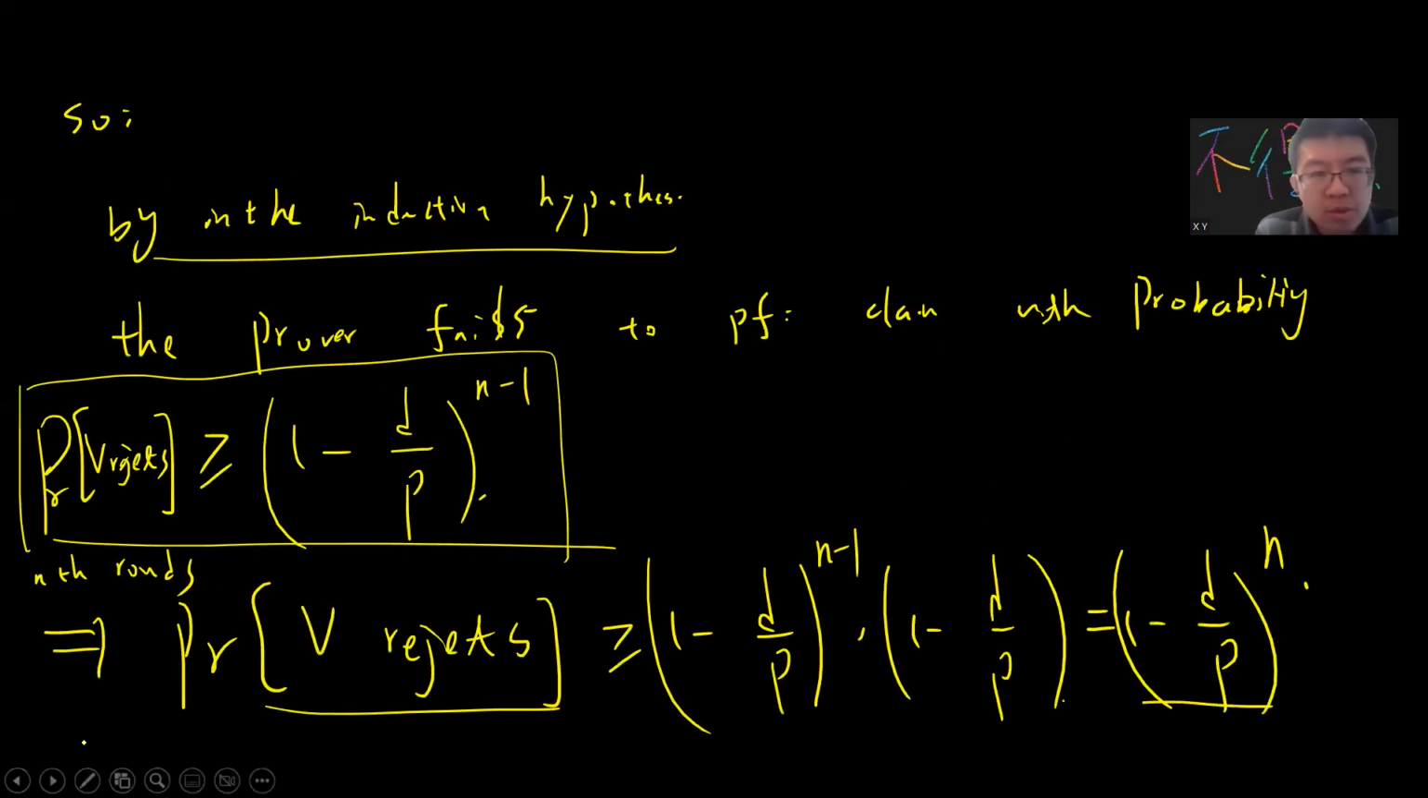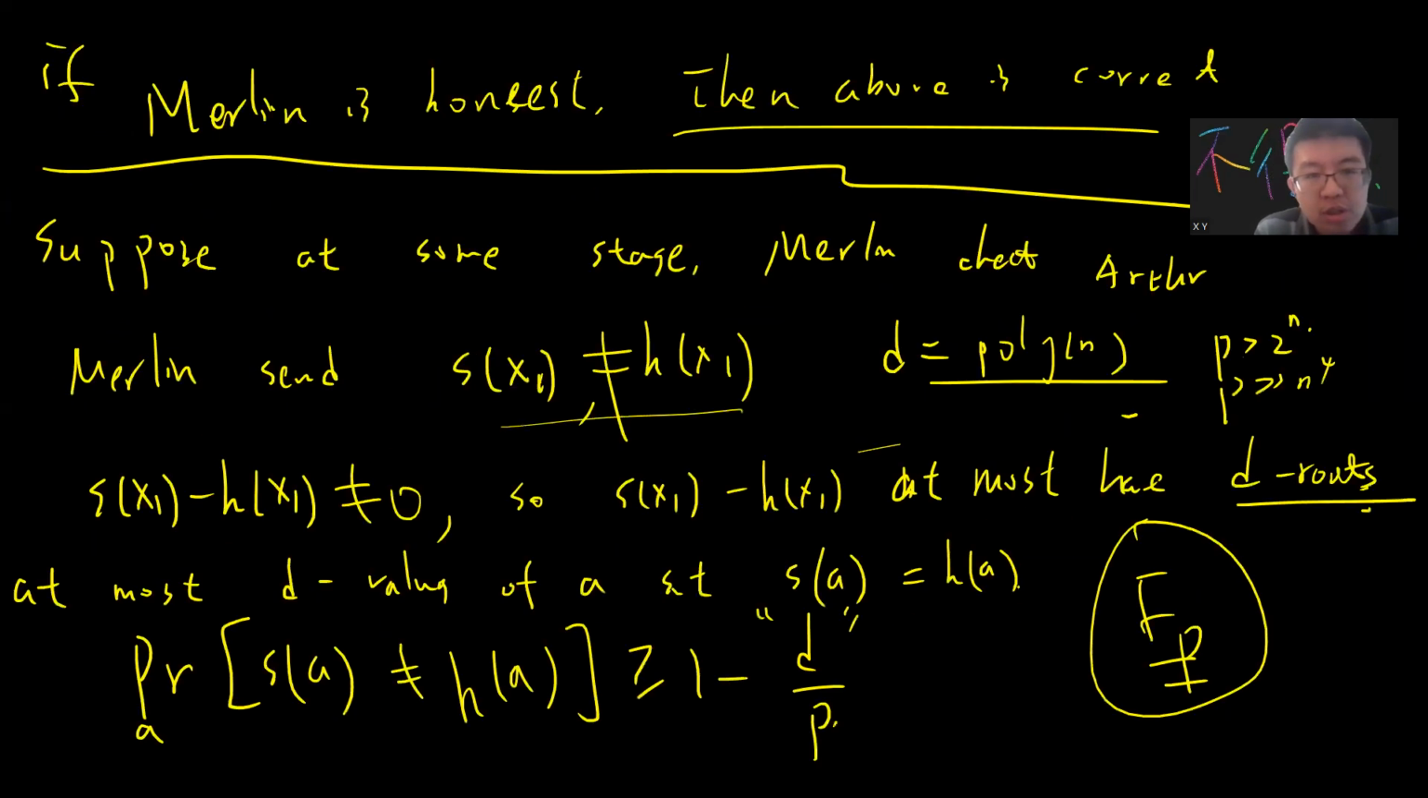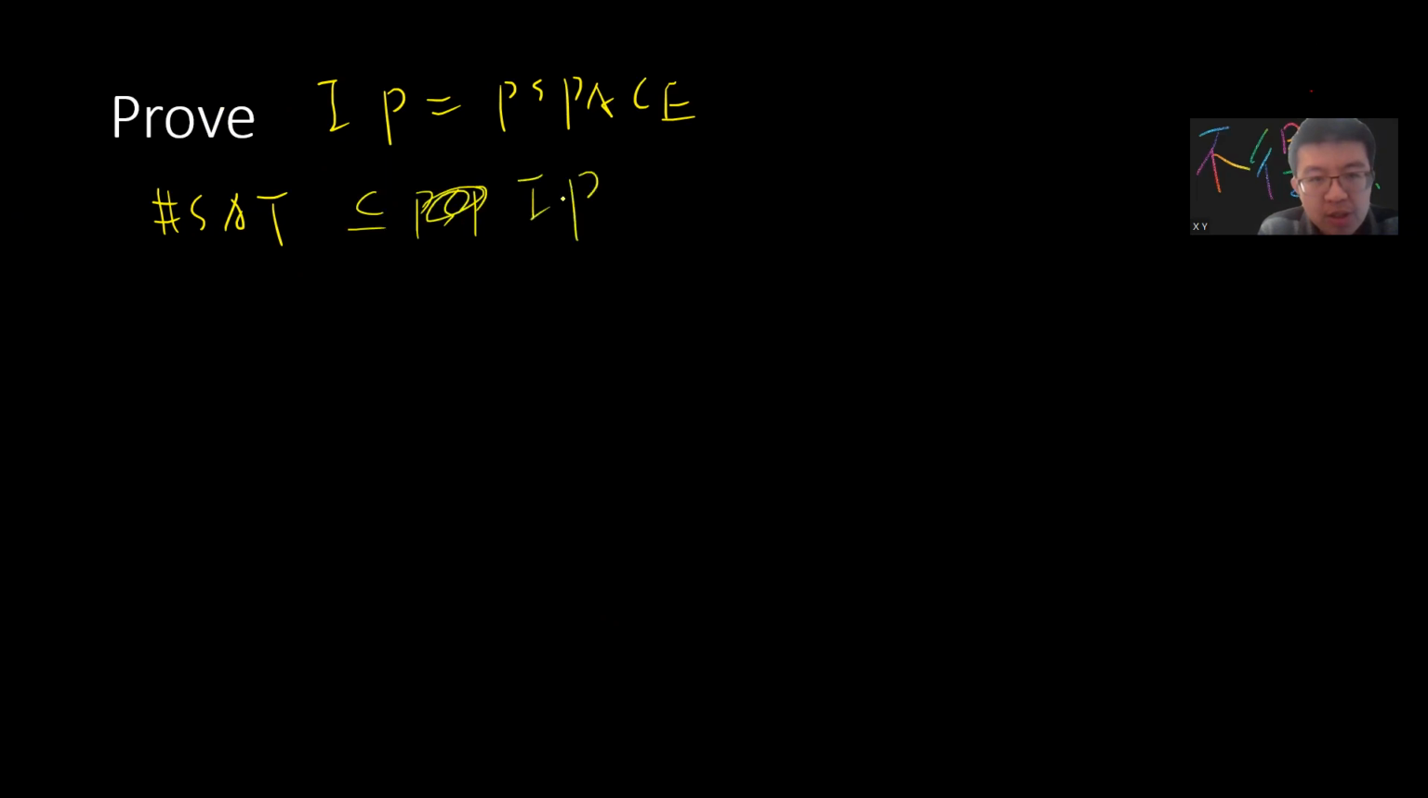In this video we keep proving that IP equals PSPACE. Previously we proved that #SAT, the sharp-SAT problem, is a subset of IP. The idea is very novel: you can replace Boolean circuits with a polynomial.